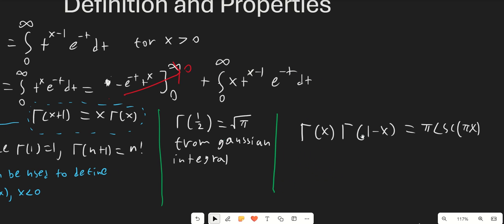And another important identity is the reflection identity right here. I won't have a proof here, but essentially it is an infinite product based proof, and essentially gamma of x times gamma of 1 minus x equals pi cosecant of pi x. And this is very, very useful, so definitely keep this in mind. Sometimes you may have to use both of these identities together to express a result.